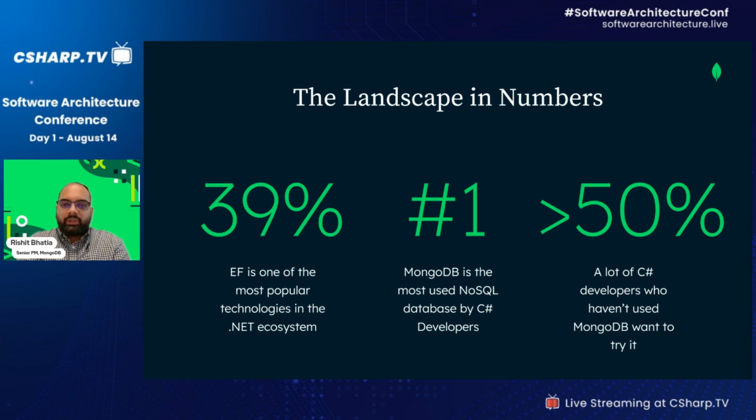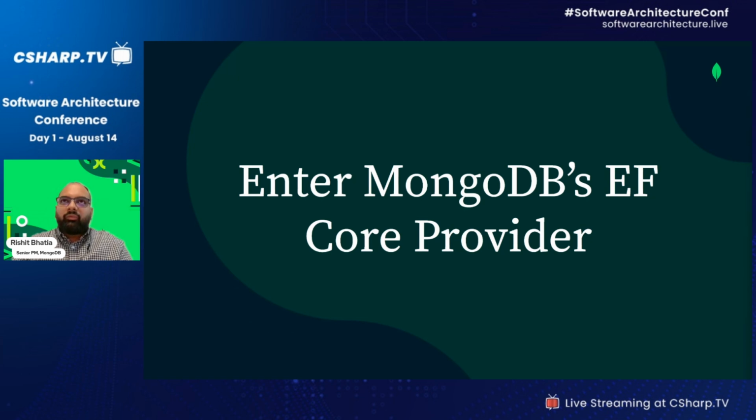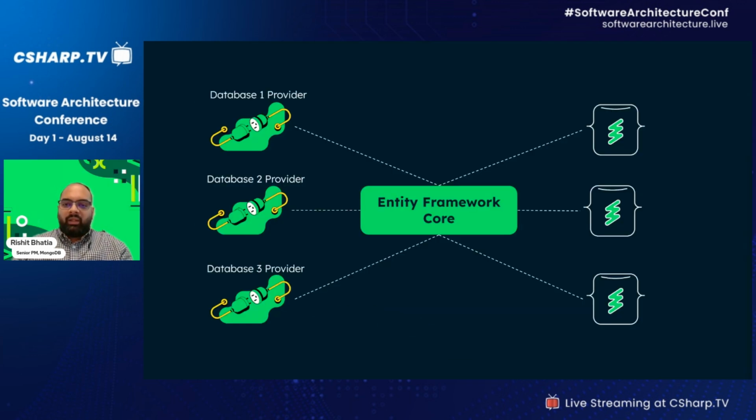MongoDB was also the number one NoSQL database for C# developers. And a lot of developers who have not used MongoDB or are not familiar with it say that they want to try it out. So when you put all of this together, we started to collaborate with the team at Microsoft, and one of the most requested features for EF Core was a MongoDB EF Core provider. But for us as well, we got a lot of requests about having a provider that works with EF Core. So considering all the numbers and the requests that we had, the MongoDB EF Core provider comes into existence, and it really helps bridge this gap that we've just looked at.